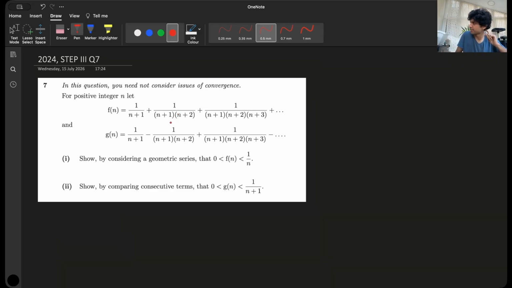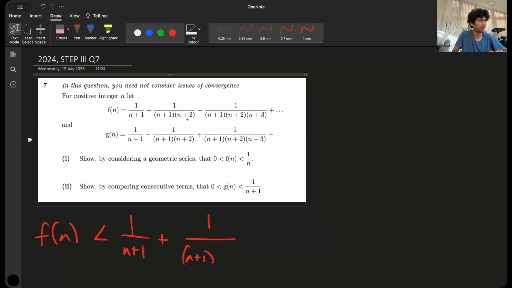But let's see. This looks like a geometric series, except instead of multiplying by a common factor, you multiply by something close to the common factor of 1 over n plus 1. In fact, it's actually smaller. So you can say f of n is strictly less than 1 over n plus 1 plus 1 over n plus 1, and then the 1 over n plus 2 is smaller than the 1 over n plus 1. So this is altogether smaller than 1 over n plus 1 squared. And then the next term is strictly smaller than 1 over n plus 1 cubed, and so on.